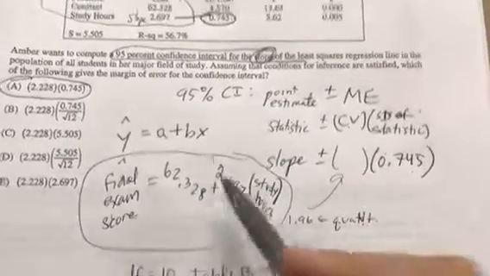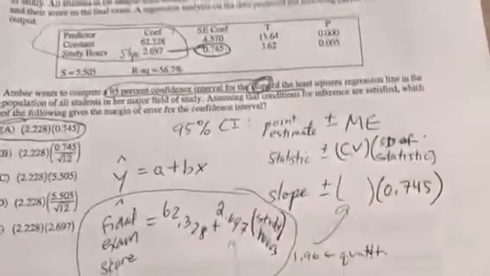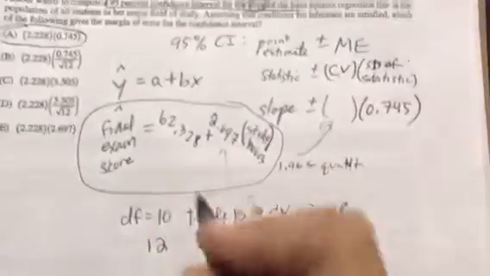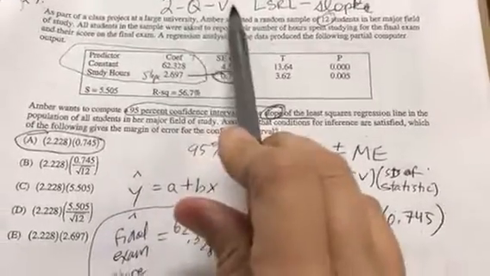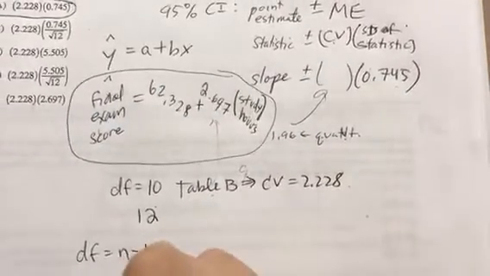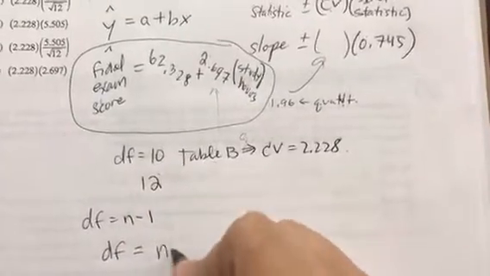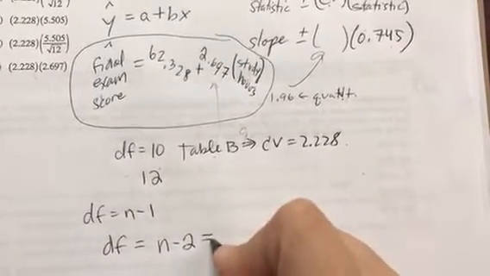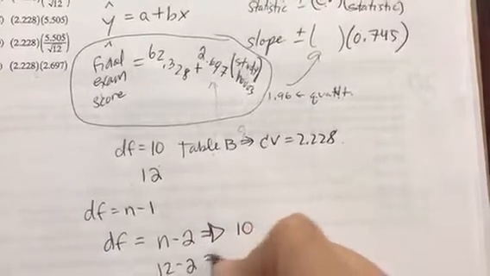So looking up in my problem, it says that there were 12 students. And so normally the degrees of freedom formula is n minus 1, but notice we have 2 quantitative variables. So let's think about a slightly different formula. The degrees of freedom for a question like this, when I have 2 quantitative variables, would be n minus 2. Therefore, it should make sense. I got 10 when I subtracted 2 from 12.